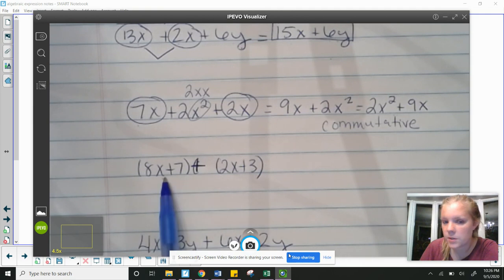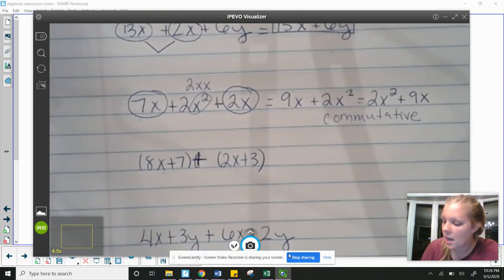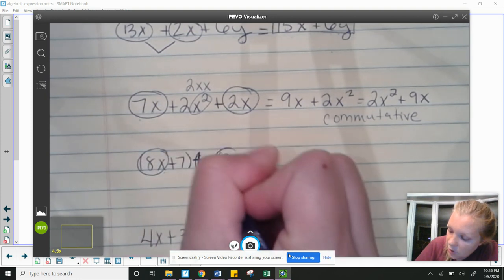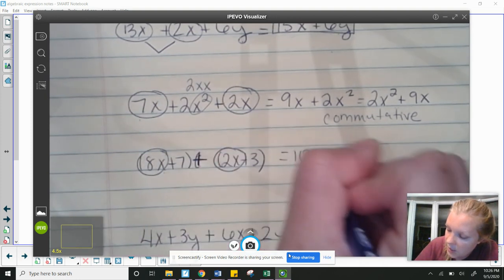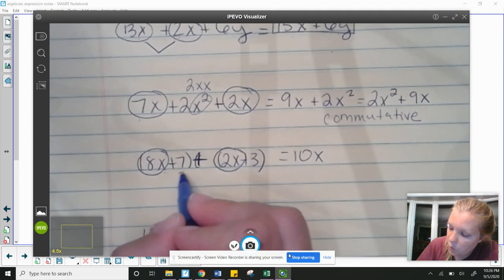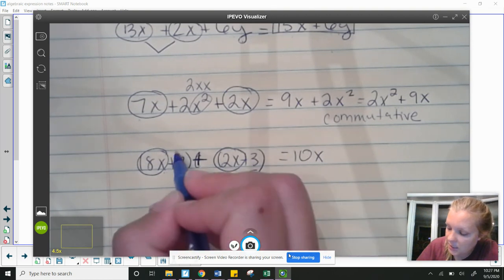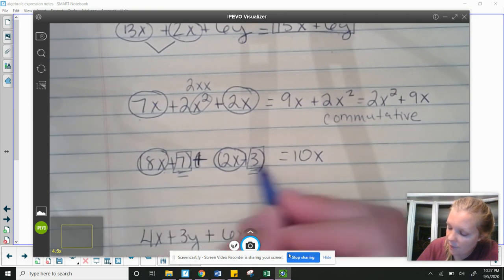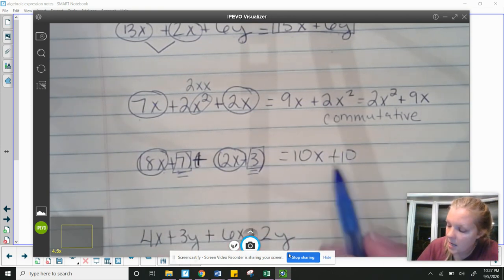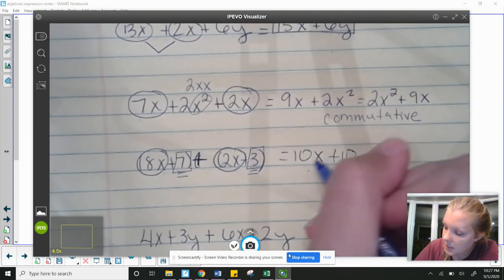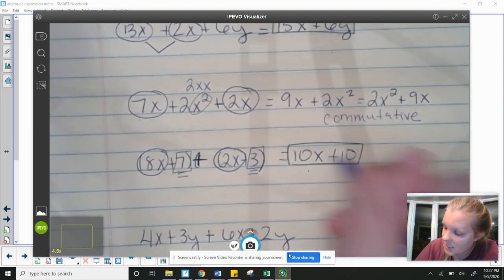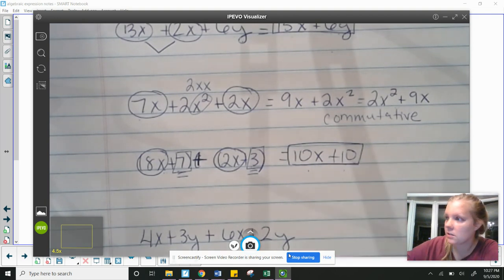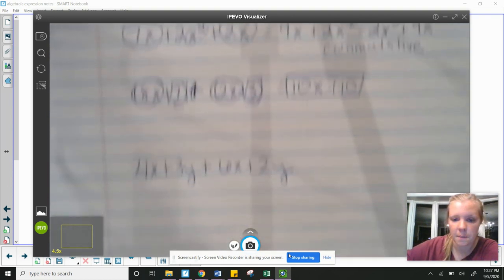This is adding two separate algebraic expressions, and to do that, we just look for the like terms. There's an 8x and a 2x, so 8 plus 2 is 10x's. And something cool about this is I can put the constants together. Constants are considered like terms. 7 and 3 is 10. Now I cannot put the 10x and the 10 together because the 10 is the constant, it has no variable, so they are not considered like terms because they don't match.